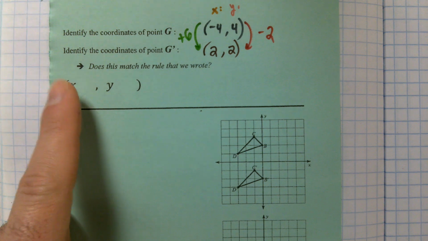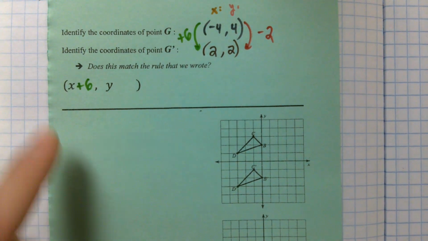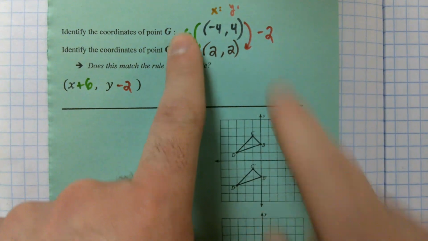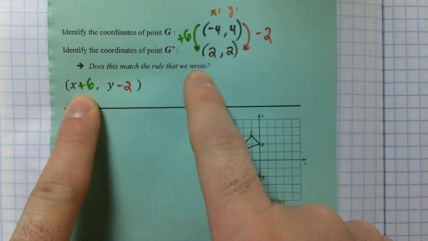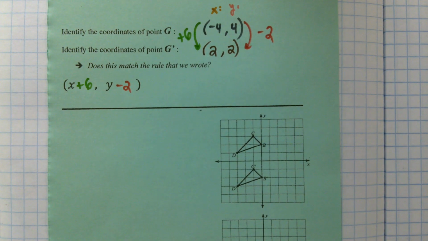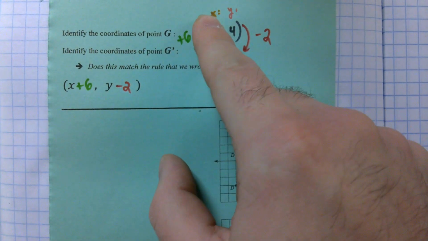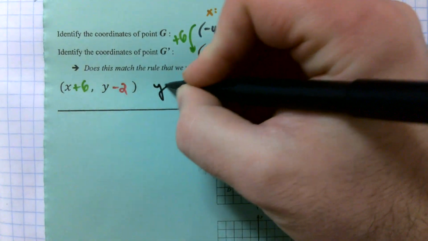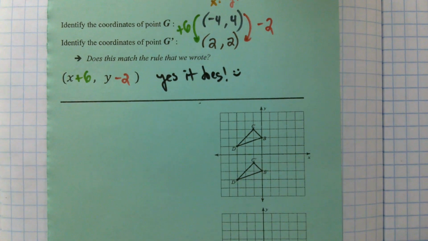What was the rule that we wrote again? It was parentheses x plus 6, comma, y minus 2. Does that match my change from coordinate to coordinate here? Yeah, my x went plus 6, my y went minus 2. If we wrote this out for point H and H prime and point I and I prime, we'd see the same exact change. My x coordinate increased 6, my y coordinate decreased 2. So yes, it does.